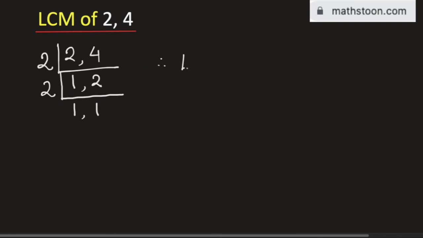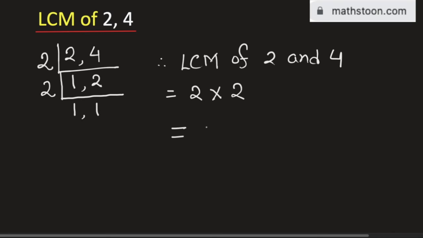Then finally, the LCM of 2 and 4 by division method will be the multiplication of the numbers lying in the left hand side. So let's multiply 2 and 2, which is equal to 4. So finally, the answer is 4.